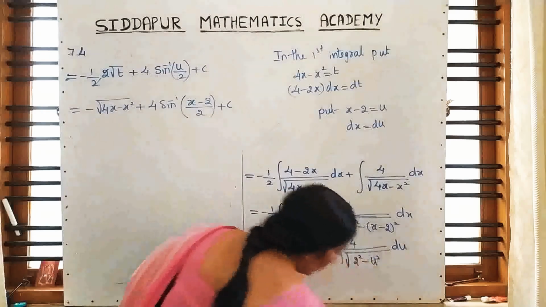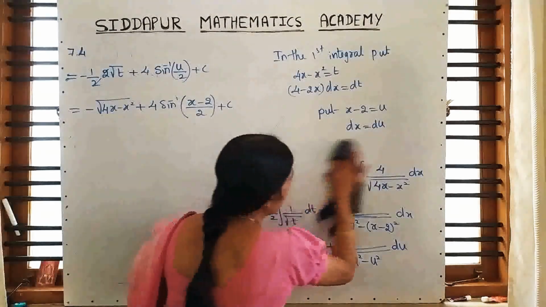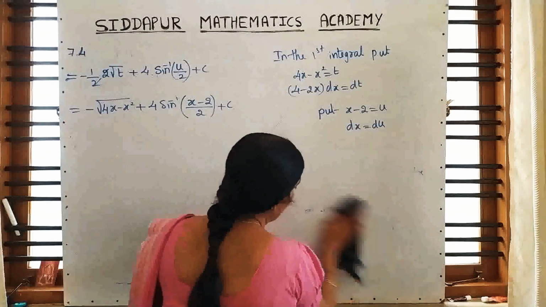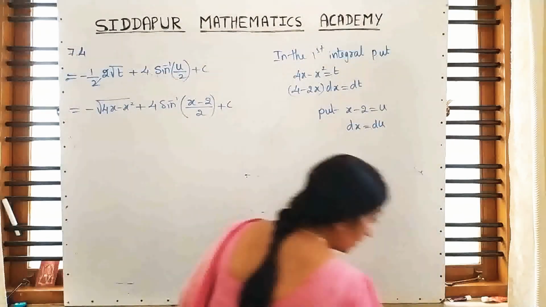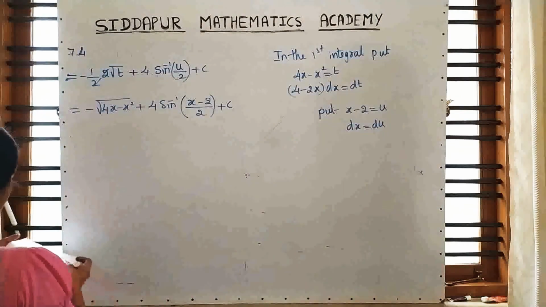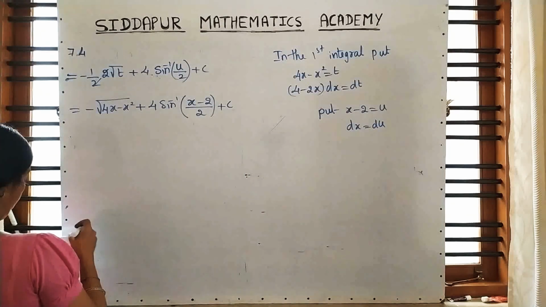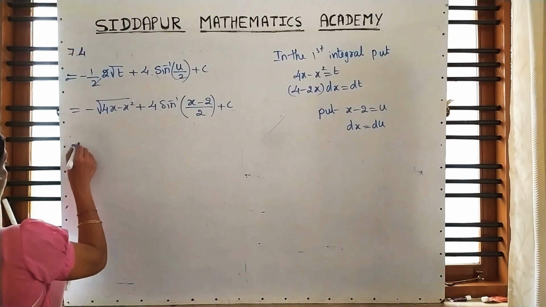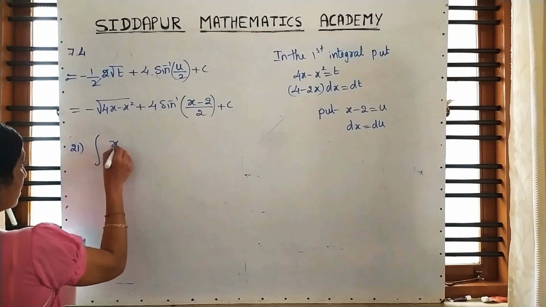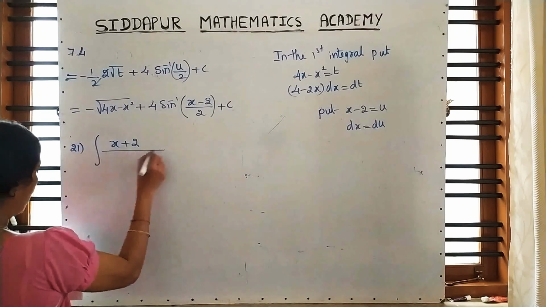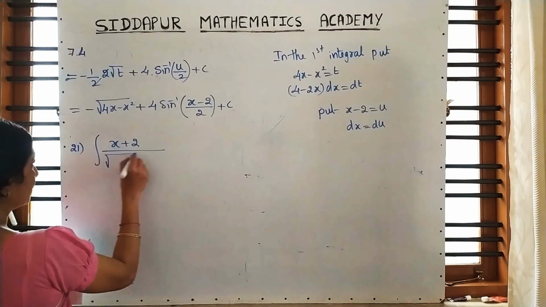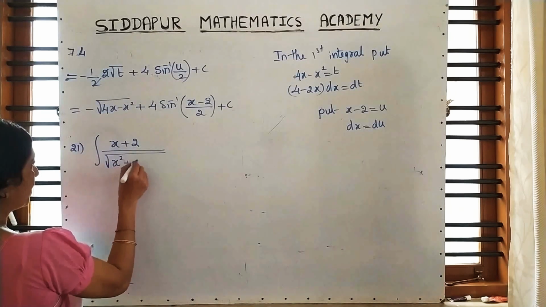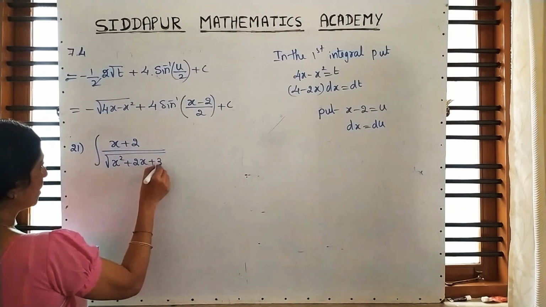And now I am giving you 3 examples as homework. In the next class, I will explain that homework. Then I will continue. The exercise is still not completed. Question number 21: x plus 2 upon root of x square plus 2x plus 3 into dx.